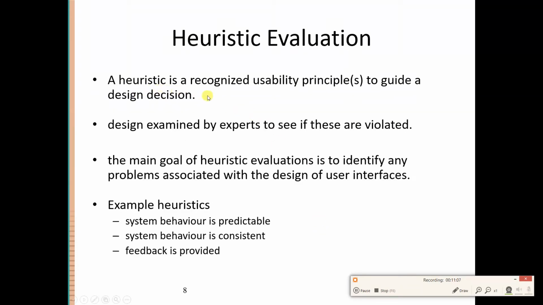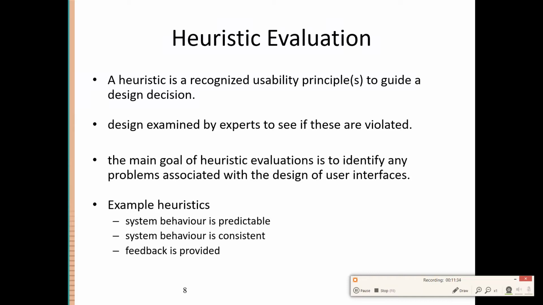A heuristic is a recognized usability principle to guide a design decision. So in the heuristic evaluation, we are going to use some usability principle, which is going to guide us to make some decision about the design: either the design or the system is fulfilling that usability principle or not. In this type of evaluation, we have to choose some usability principle. It may be one or it may be more than one.